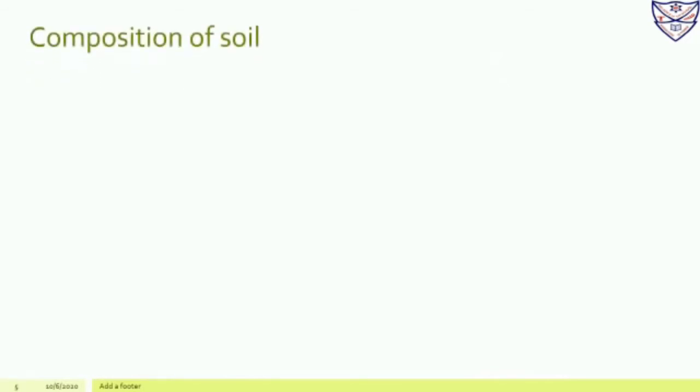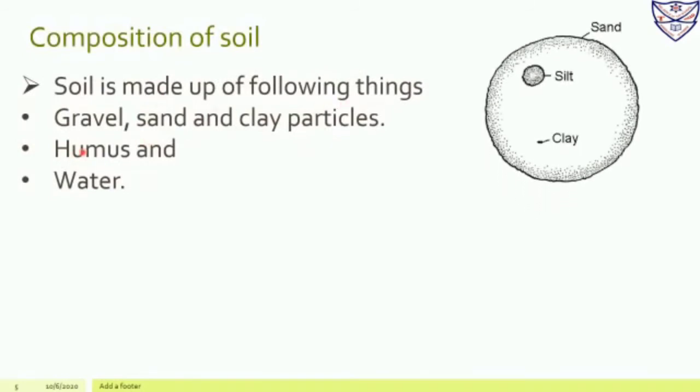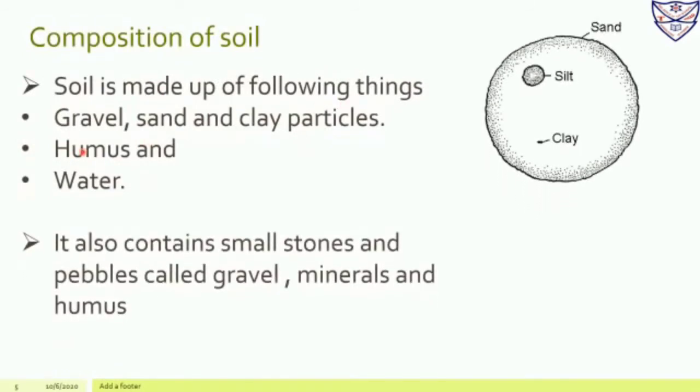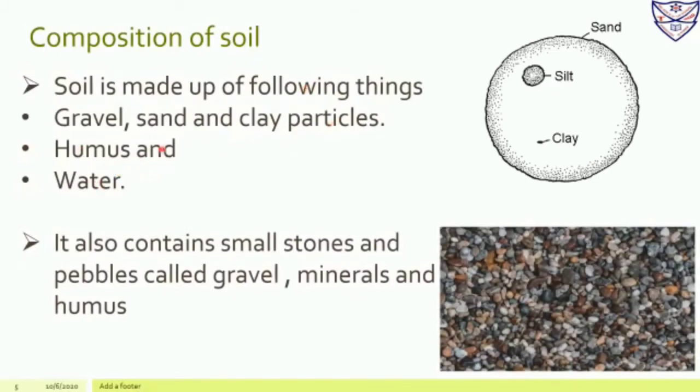Now we'll start our next topic, that is composition of soil. Soil is made up of the following things: gravel, sand and clay particles, humus and water. You can see here the soil is made up of sand, gravel and silt, clay particles, humus and water. It contains small stones and pebbles. They are called gravel, minerals and humus.